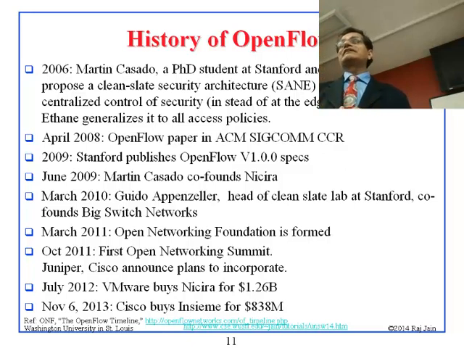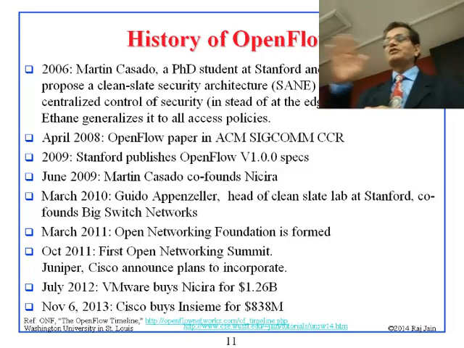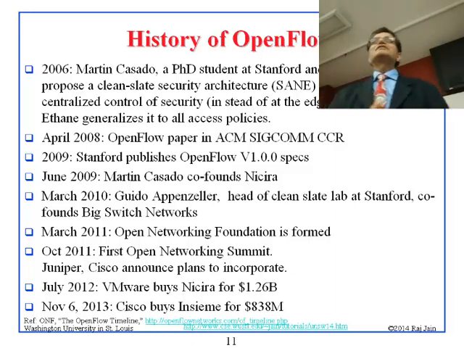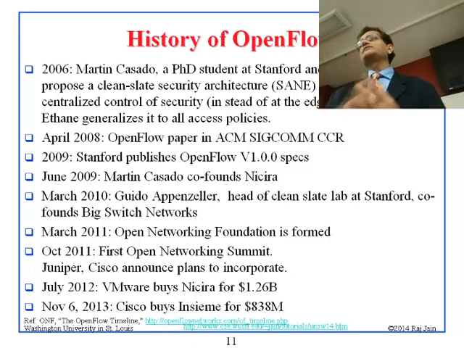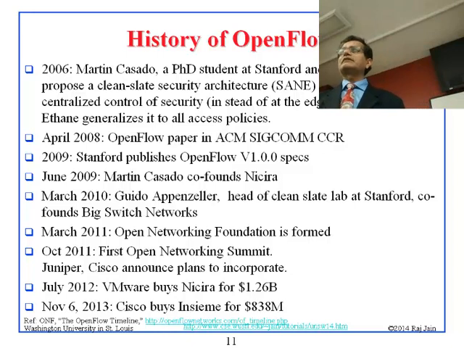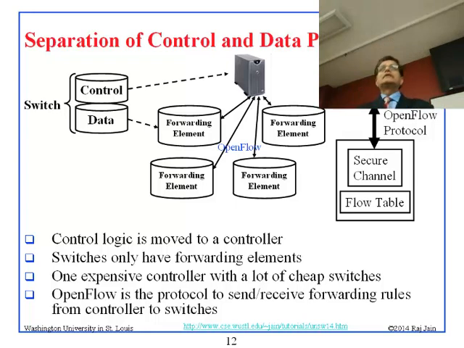And he founded Nicira, and obviously he is worth a lot. He sold his company for $1.2 billion to VMware. So he's a billionaire now, maybe somewhere close to a billionaire. So that is the history of SDN. Other companies have spent an equal amount of money. Cisco has spent $838 million forming a company and buying it back, and so on. All right. So with that, let's see what Martin Casado really said about OpenFlow.